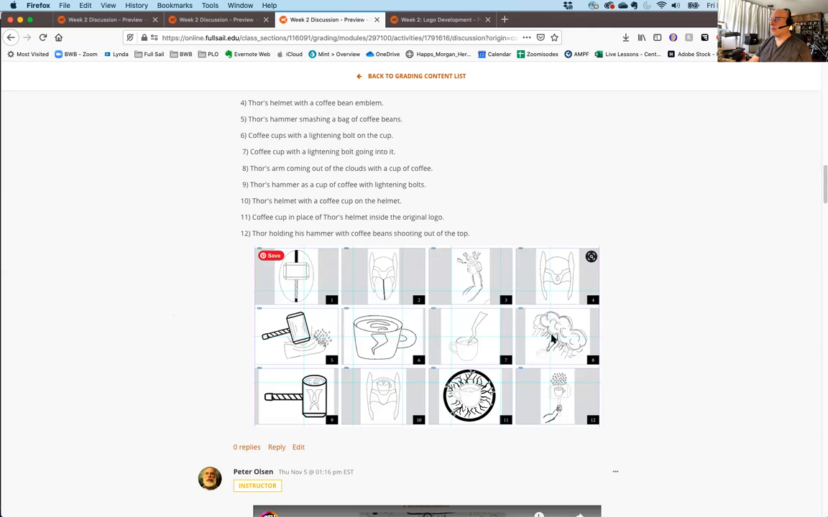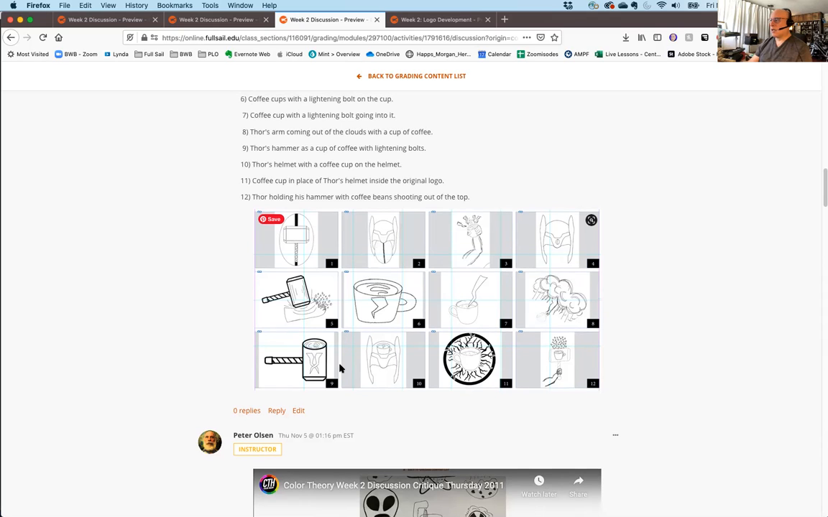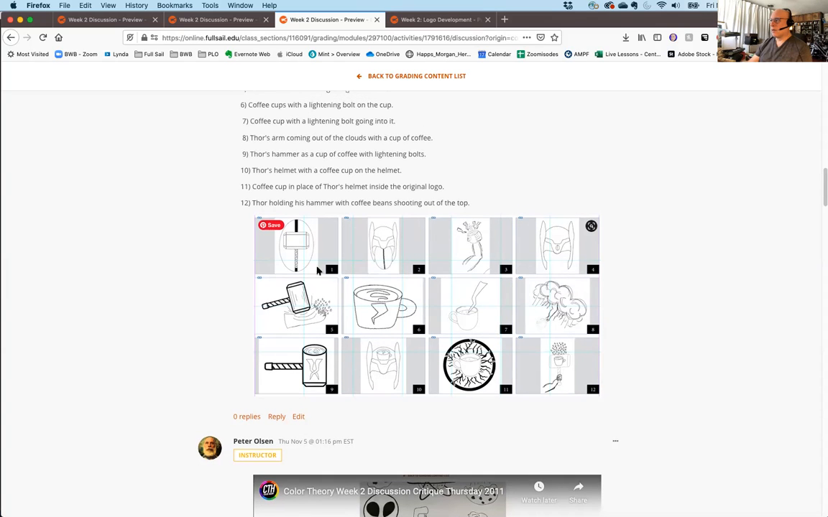So I like this cloud with the arm of Thor handing down the coffee. You'd have to render this in some sort of focused way so you can tell that it's Thor and he's handing the coffee down. This lightning electrified cup is kind of an interesting idea. And then a lot of these are just a hammer, a shield, a helmet. Oh, this is a helmet with a coffee bean. Maybe.